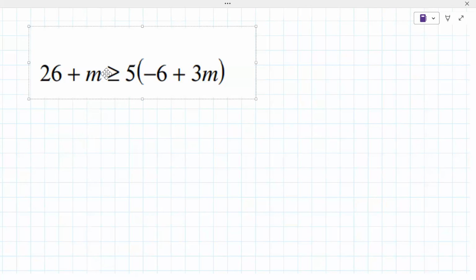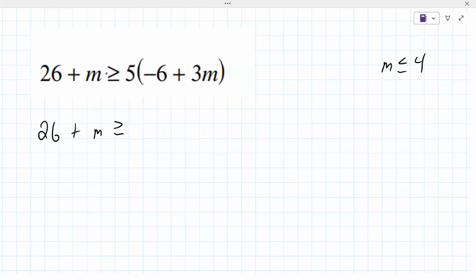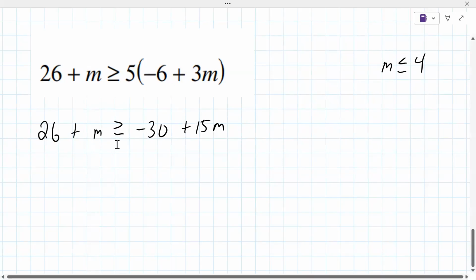That m is less than or equal to 4. Okay, take a look here. 26 plus m greater than or equal to -30 plus 15m. So you have a choice. You can move the variable. We talked about moving from the smaller to the larger a while back. The thing is you really do want the variable on the left. So this is kind of a violation of that. What did you do? Did you move the variable right or the variable left?